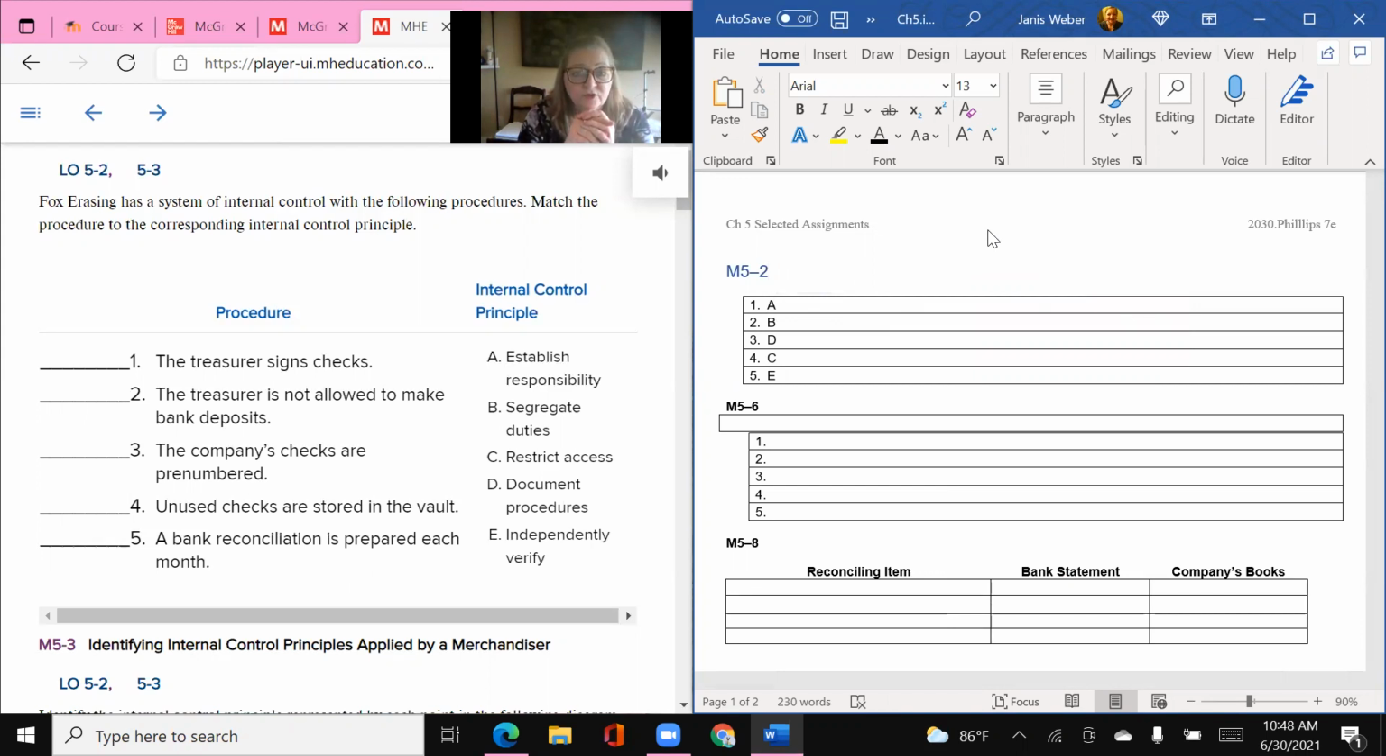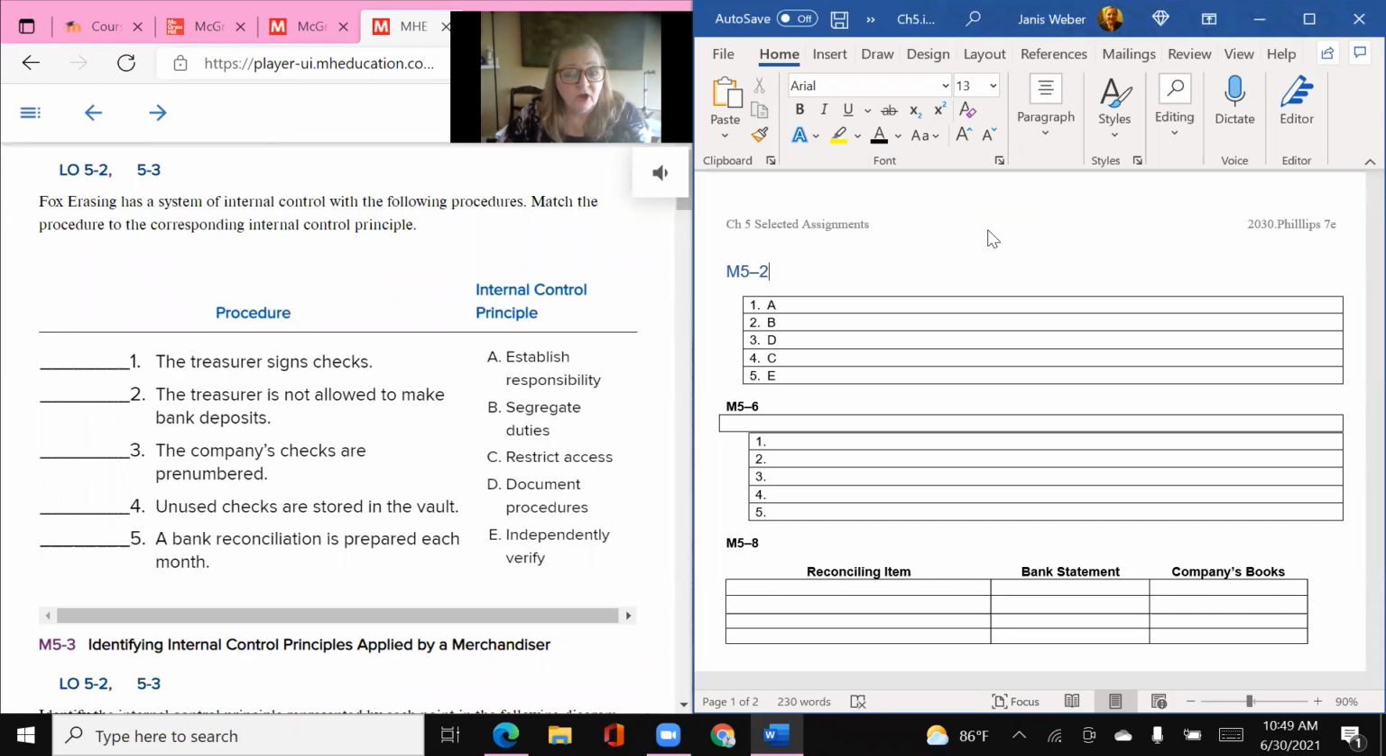And then the second one, the treasurer is not allowed to make bank deposits. That's an example of segregation of duties, where you have one person that records the cash and another person that handles the cash. So it's better to separate those tasks so that the same person couldn't just note an error and then take the cash at the same time. So a person that's doing the record keeping should not be the same person that's handling or receiving the cash.